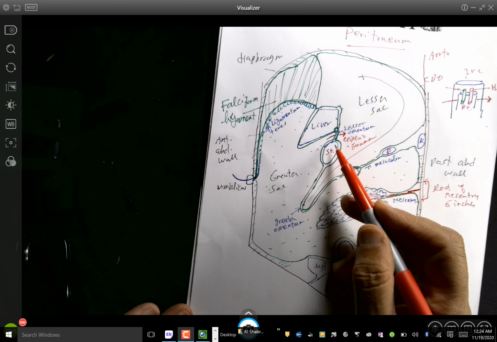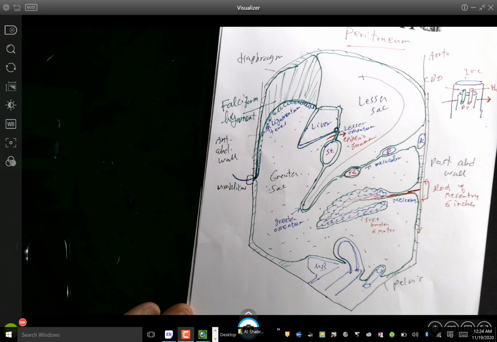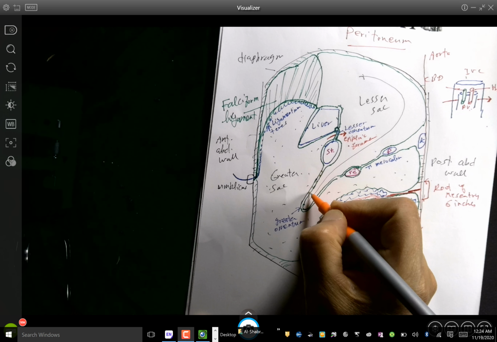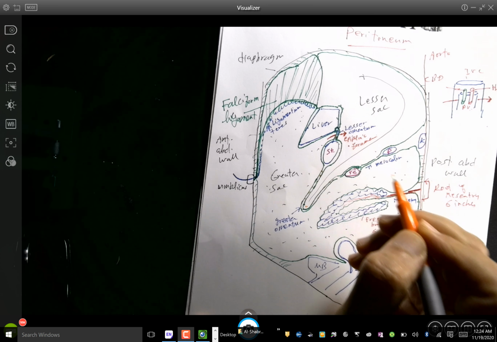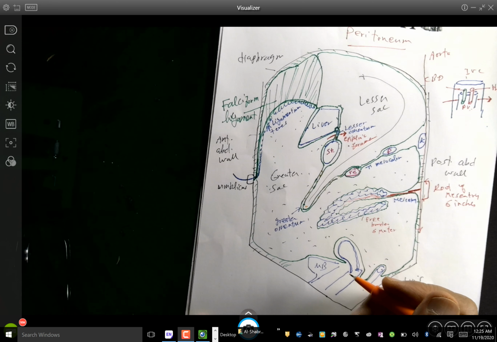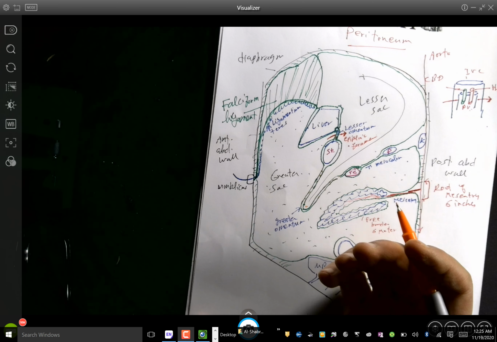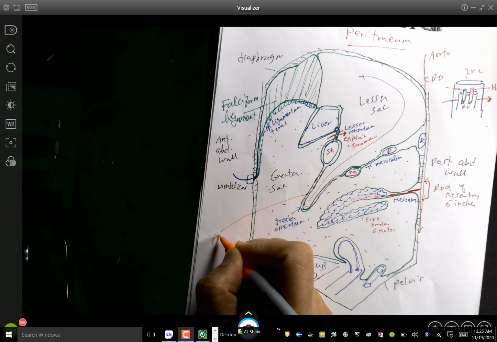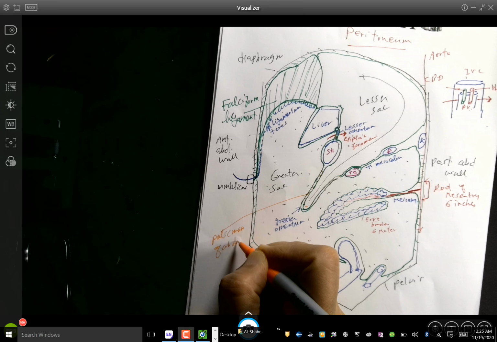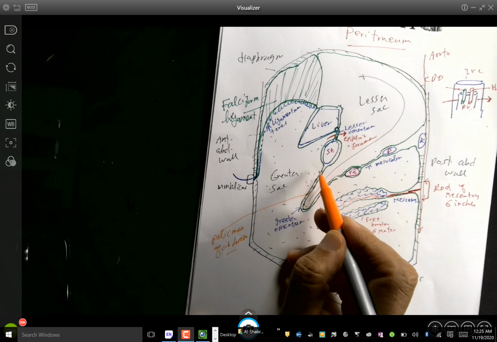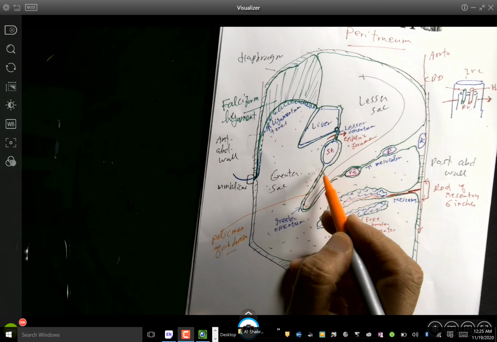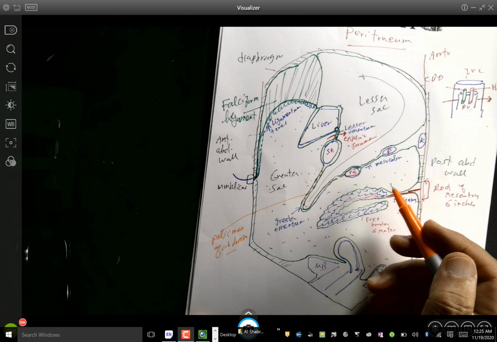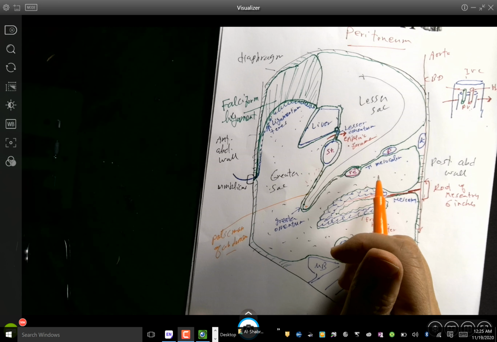In addition to that, they are rich in fat. For example, you will find that the greater omentum is rich in fat. There is fat everywhere. This fat, which you consider as fat storage and an energy source, is also what we call the policeman of the abdomen. Because if there is infection, this will surround and localize the infection inside the abdominal cavity. It is also rich in macrophages, so it tries to fight the infection and its spread.